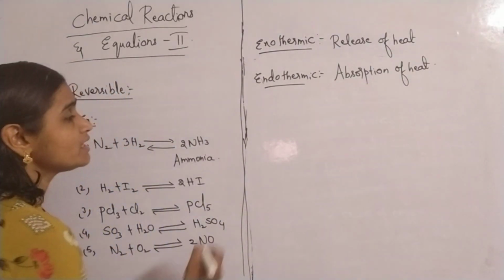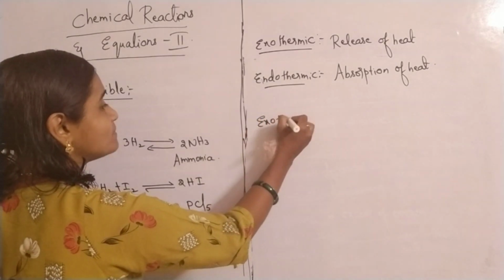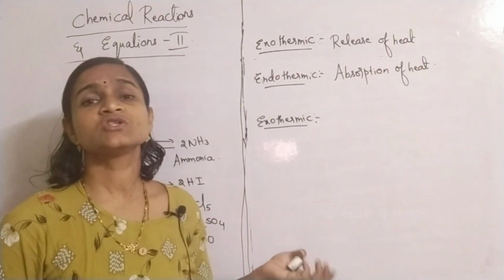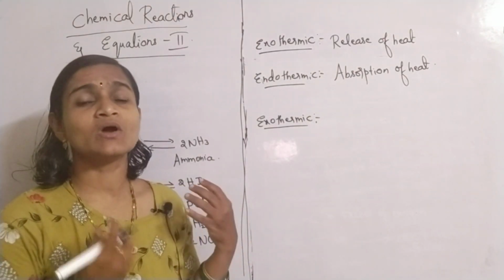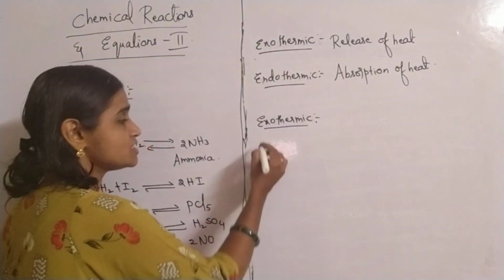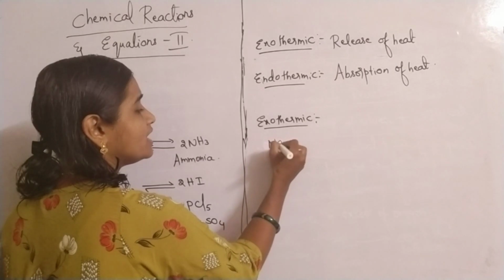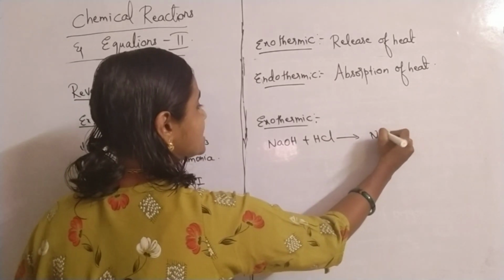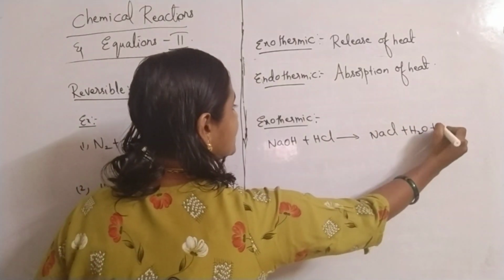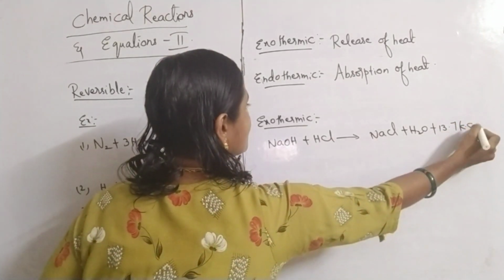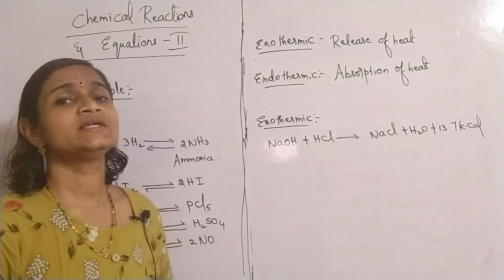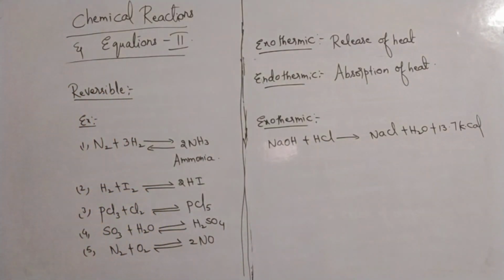For exothermic reactions you have many examples. Most of the reactions which we come across come under exothermic reactions only. Whatever we have just learned, neutralization is an exothermic reaction. NaOH plus HCl gives rise to NaCl plus H2O, and 13.7 kilocalories of heat is released. So it's an example of exothermic reactions. Same like that, you have burning of fuels.